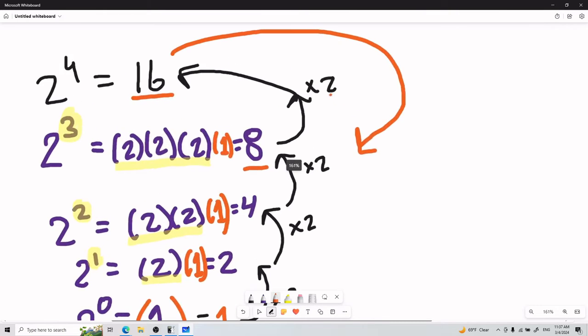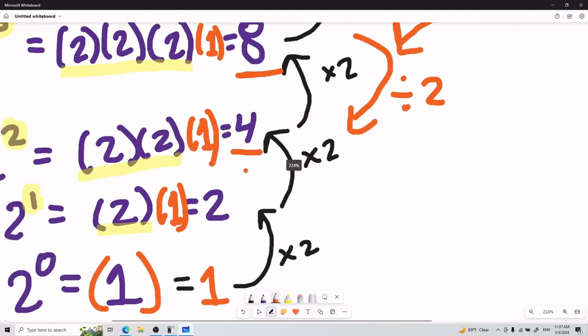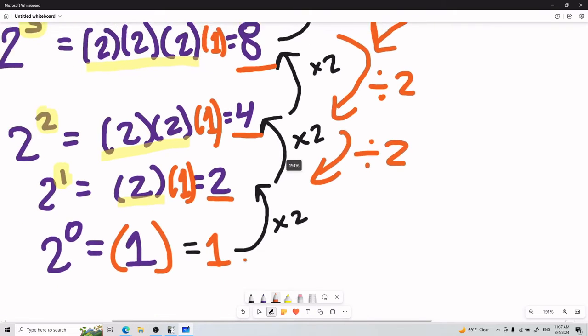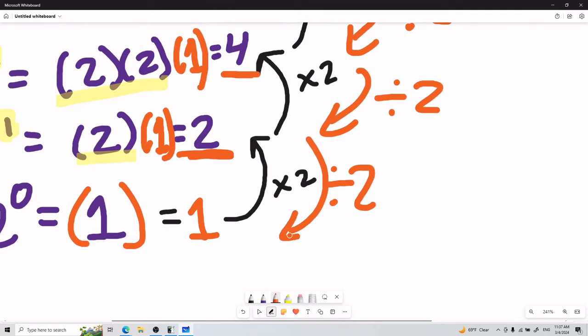Well, what's the opposite of multiply? Divide. So 16 divided by 2 gives you 8. 8 divided by 2 gives you 4. 4 divided by 2 gives you 2. And 2, ladies and gentlemen, divided by 2 gives you 1.